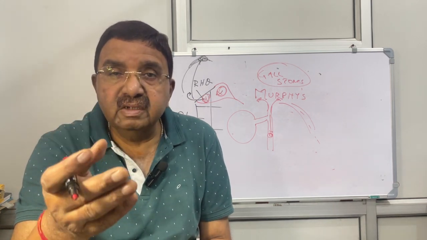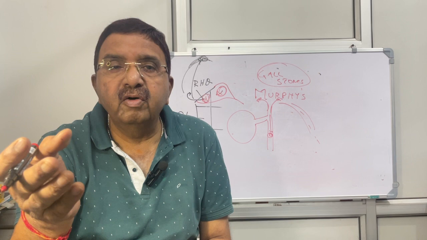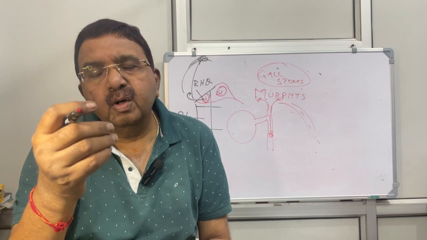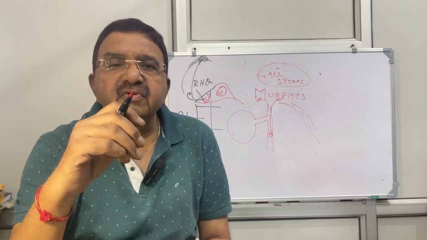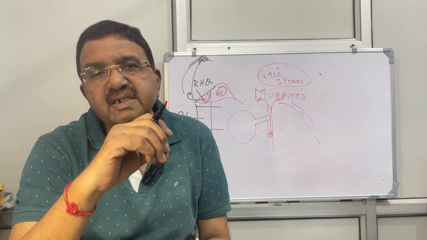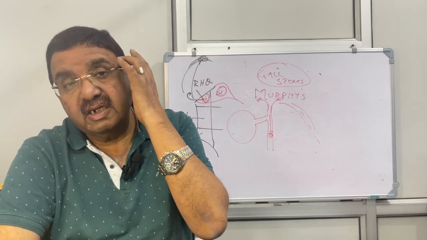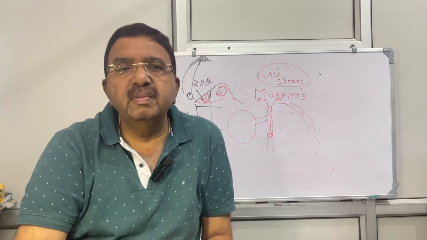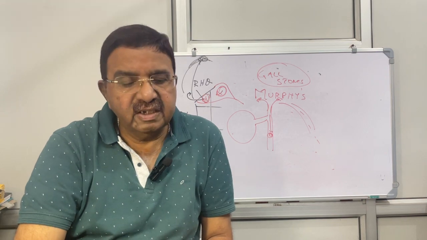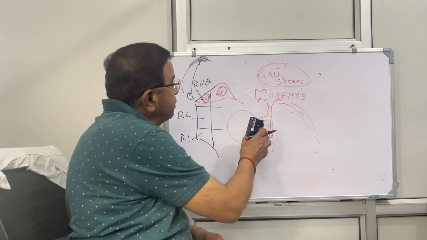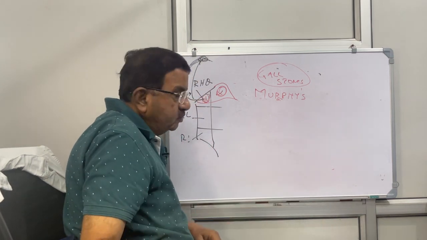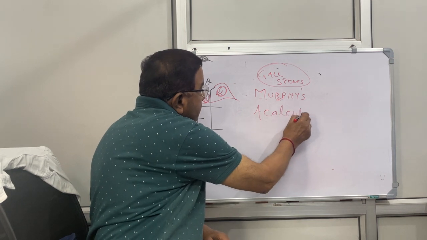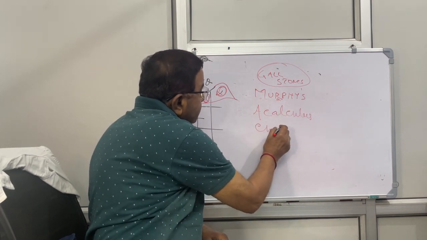Sometimes, during this period of dengue fever nowadays or viral fever, there are so many patients coming with pain abdomen, and on ultrasound examination we find acalculous cholecystitis. Acalculous cholecystitis means the patient is not having any gallstone, but the gallbladder is inflamed. So that is called acalculous cholecystitis.